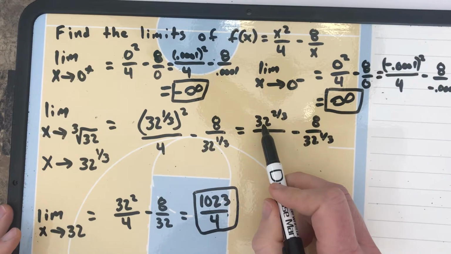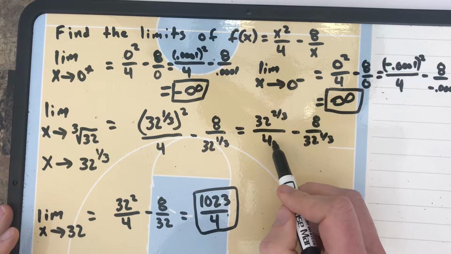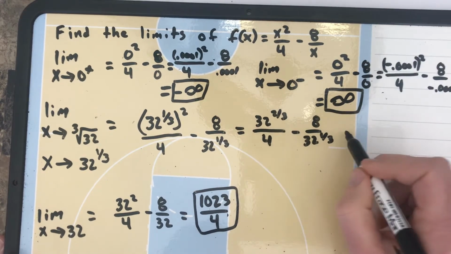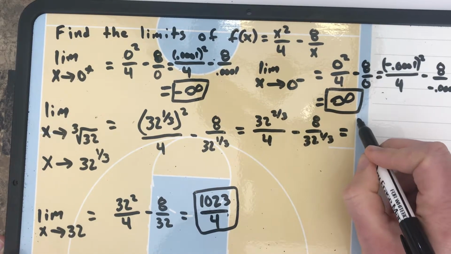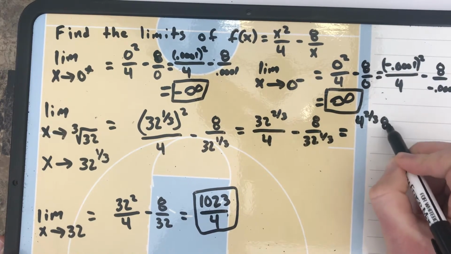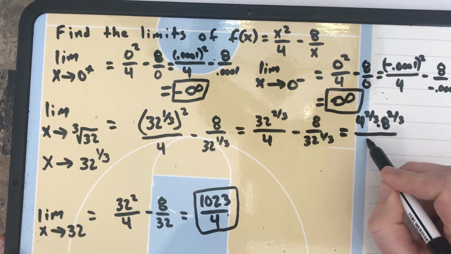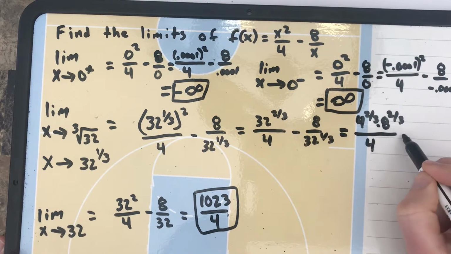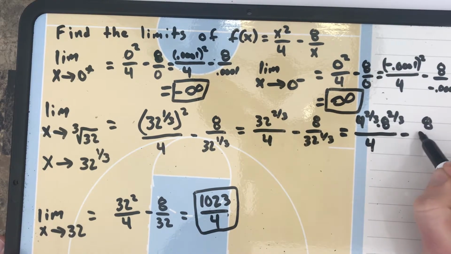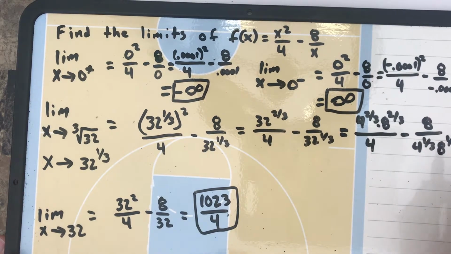Now you can see 32 can be broken up into 8 and 4, and notice you've got 4 on the bottom here. That's going to give us some power there. So let's do that. We're going to break 32 to the 2/3 into 4 to the 2/3 times 8 to the 2/3, over 4, minus 8 over, and I'm going to break this one up into 4 to the 1/3 times 8 to the 1/3. If I multiply these, I get my 32 to the 1/3 power.